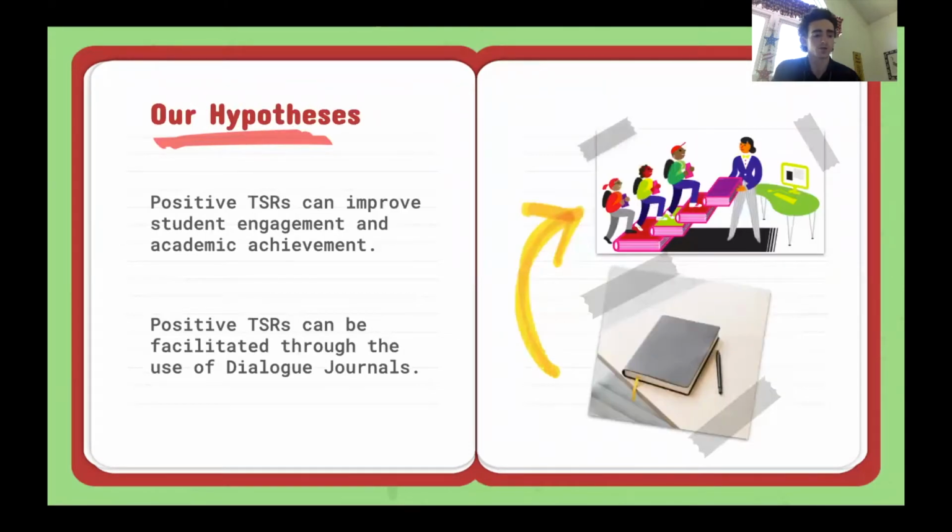And before diving into the research behind our presentation, let's go over the two overarching hypotheses that will be guiding everything we're going to be talking about. Firstly, positive TSRs can improve student engagement and academic achievement. And then secondly, positive TSRs can be facilitated through the use of dialogue journals.